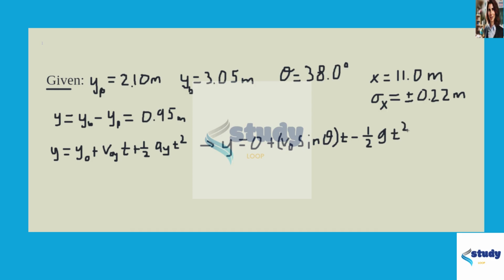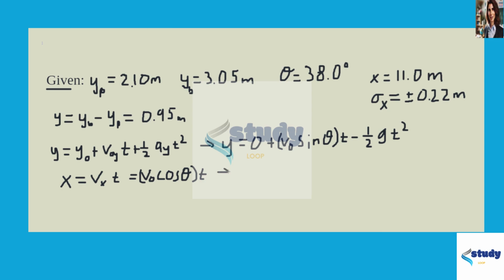Well, v naught is what we're trying to find, but we don't know t. So we're getting in the right direction, but we don't know t. How can we find t? One thing we do know, we can use our distance traveled formula, where distance traveled is equal to v of x times the time. We know the distance, so maybe we can use this to help simplify our equation and solve for v naught. So let's rearrange. We'll first realize that v of x is equal to v naught times the cosine of theta. So once again, we have v naught. Two equations, two unknowns. We should be able to solve this. Distance is v naught times the cosine of theta times the time.